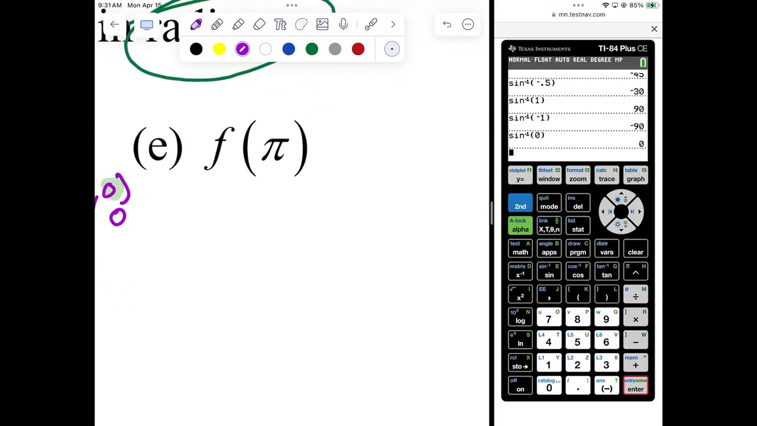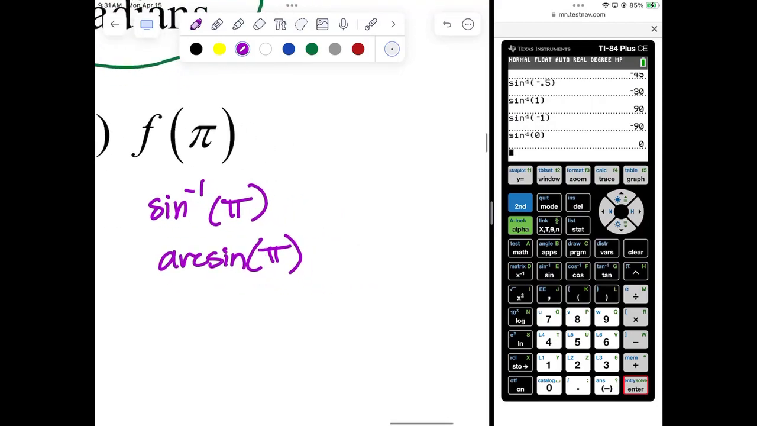All right, how about f of pi? That's inverse sine of pi or arc sine of pi. Same thing. What angle gives us a ratio of pi? What quadrant would it be in if it were in any quadrant? Quadrant 1 or 4? It's in quadrant 1 because it's positive, right?